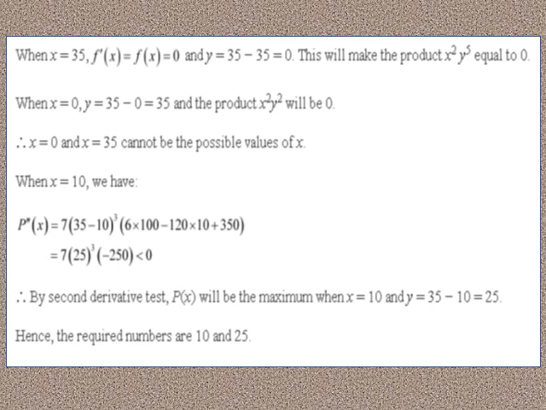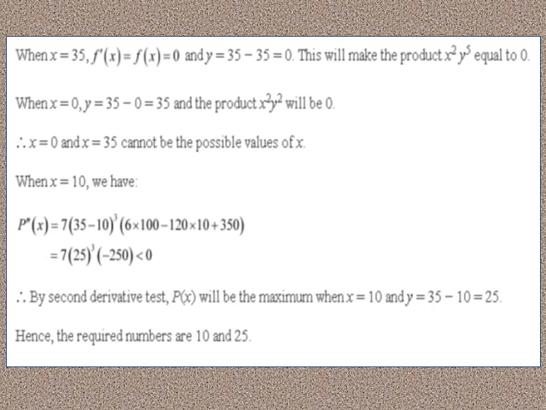And if you put x equals 0, then y is 35, but in that case also the product will be 0. Therefore x equals 0 and x equals 35 are not going to be the values of x. So taking the third value, x equals 10, if you find P double dash x at that point, we will get P double dash x equals 7 into 25 cube into minus 250. So we are multiplying a negative number. Whatever the solution, it will be a negative number, that is less than 0.